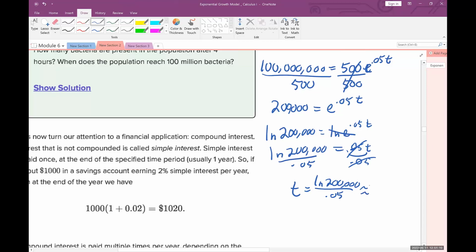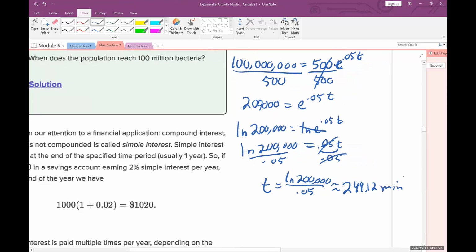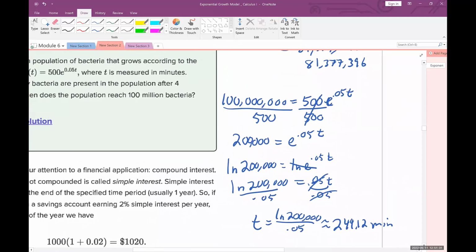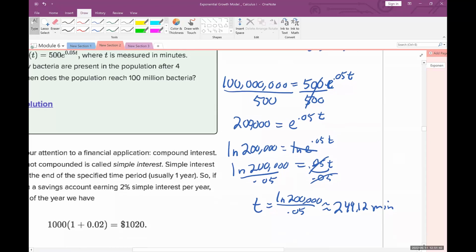And that is approximately what? Minutes. Pretty crazy that it can go from 81 million, I guess it's 4 minutes later, it goes from 81 million to 100 million. That's the nature of exponential growth, right?